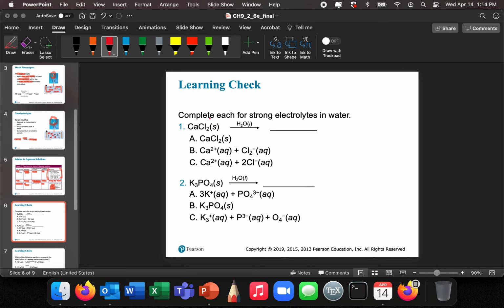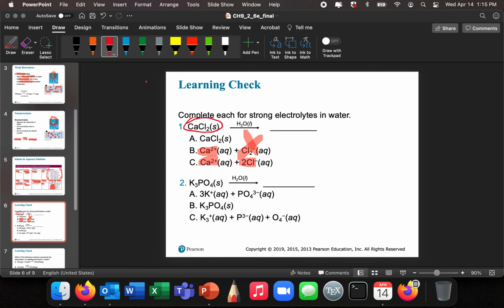Okay, so complete each for the strong electrolytes in water. So calcium chloride, you recognize that is a soluble compound, and so that is going to dissolve as calcium 2 plus, and calcium 2 plus and 2 chloride minus ions. Not that. Right? 2 chloride ions.